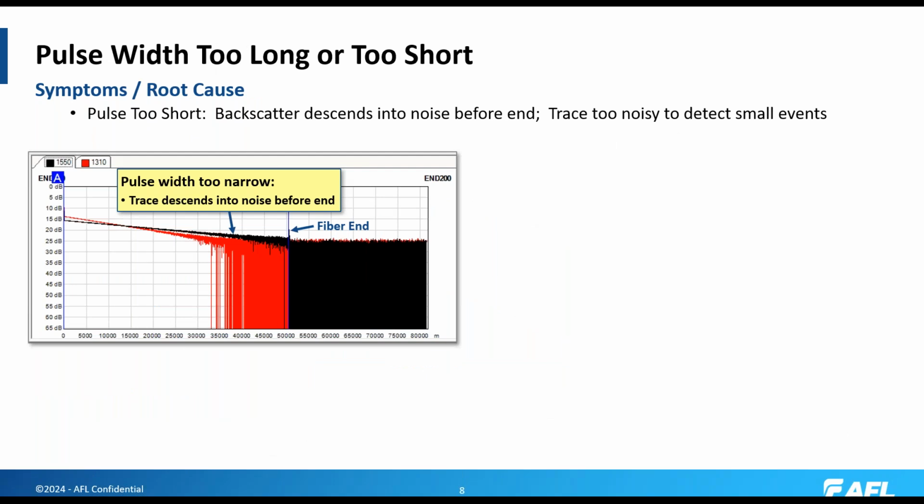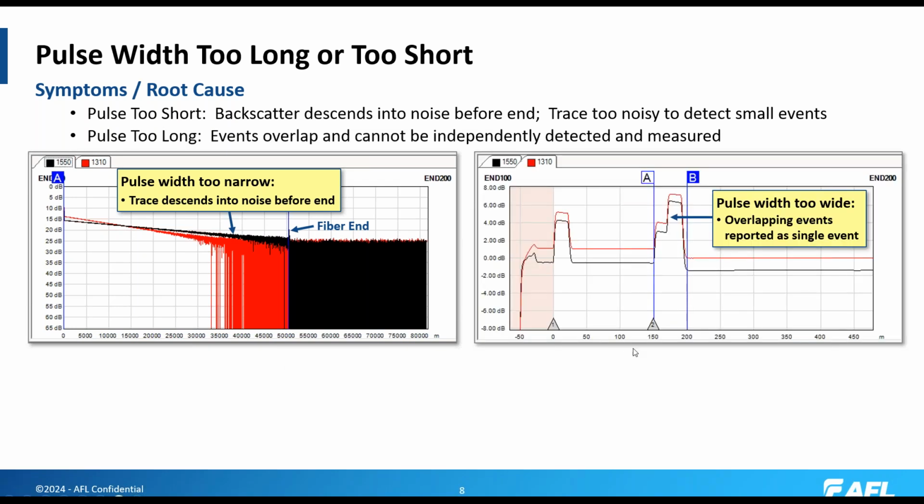Another common setup error in expert mode tests is picking a pulse width that is either too long or too short. If your pulse is too short, then the backscatter will descend into the noise before the end. And you see that the 1310 trace here, the red trace, has gotten very noisy well before the fiber end. The 1550 nanometer trace is also becoming noisy before the fiber end. And again, this is because of pulse width that's too narrow.